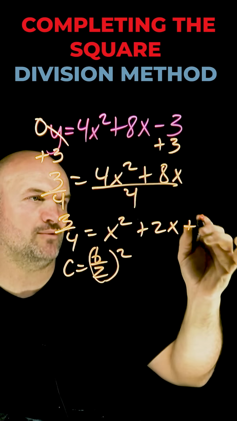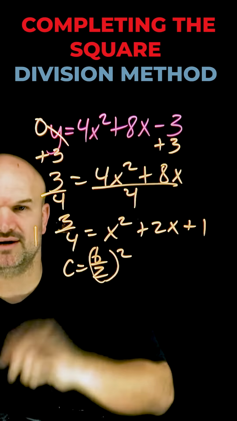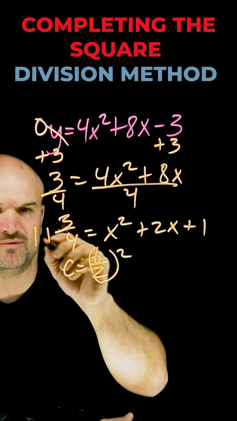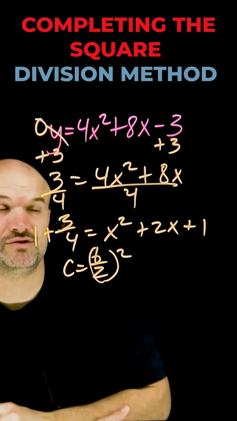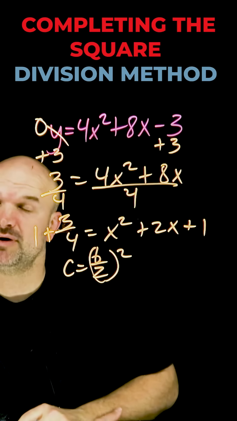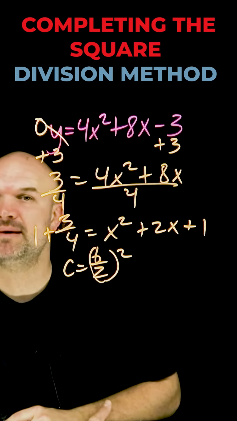So whatever I do on one side, you have to make sure you do on the other side. So I'm going to add a 1 over here, and then I'm going to put a 1 over here. Now I'm not going to write plus 1. I'm just going to write a 1 plus 3/4, but hopefully you recognize the 1 plus 3/4 is the same thing as 3/4 plus 1. Now I have created a perfect square trinomial that I can factor down into a binomial squared.